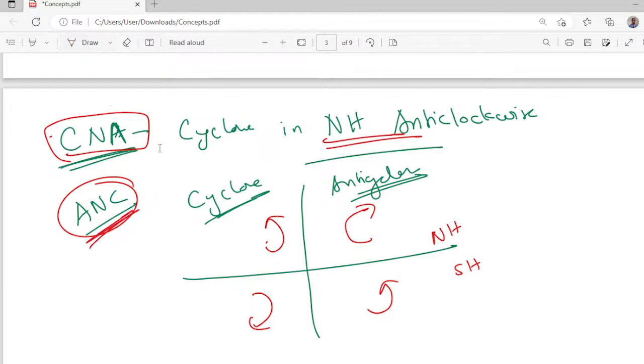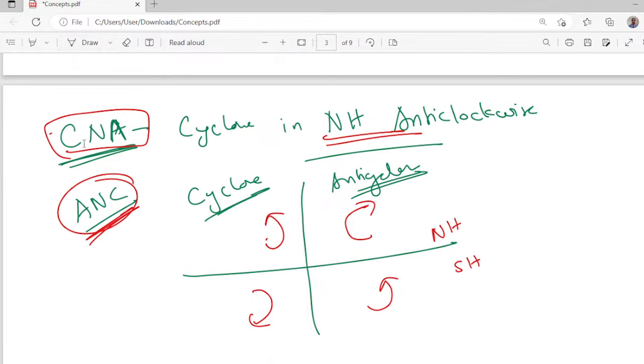So I am saying, just by remembering either CNA or ANC, you can solve one question in the exam. They will ask you this question. You can write down: anticyclone in northern hemisphere is clockwise. Is that statement correct? Please all of you comment the answer. Is that correct, what I'm saying?